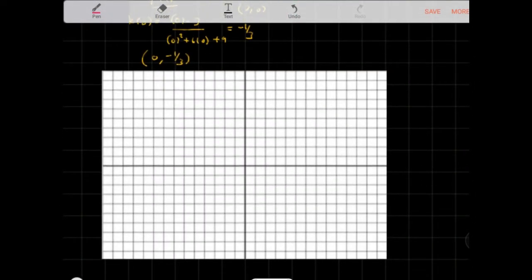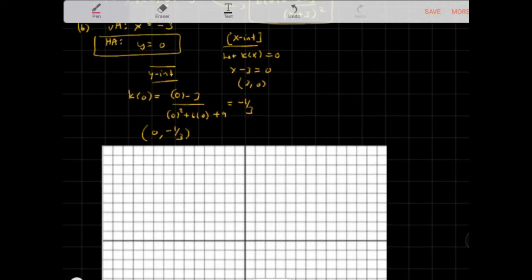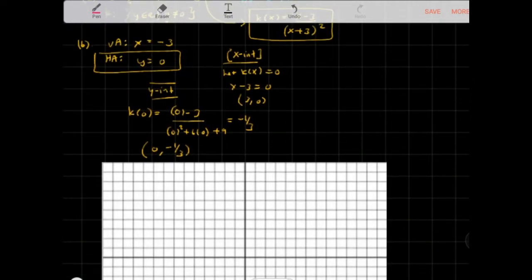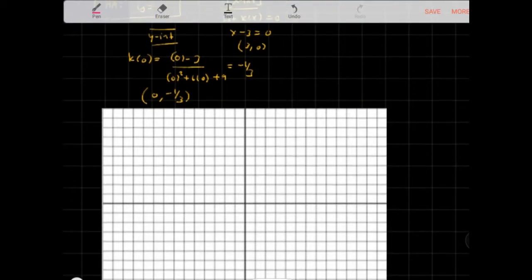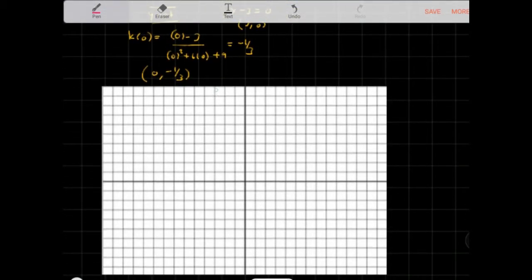Alright, so here's my grid, and what I'm going to do here is plot my vertical asymptote. Let's do that in red, so -3. Let's say that's somewhere here. You guys, use a ruler for this. It's going to take my time here. There you go. Okay, so this is my vertical asymptote, x is equal to -3.